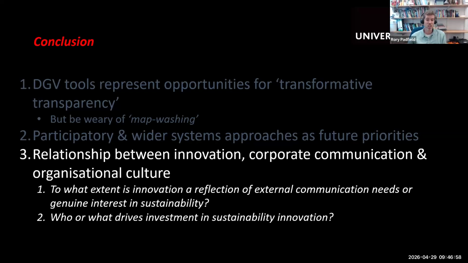To what extent is innovation a reflection of external communication needs or genuine interest in sustainability? That question sits almost at the tension here between doing something for good reason versus just needing to communicate to some external stakeholders and keep them quiet. So where does it fit, and who or what drives investment in sustainability innovation? I think that's key. Where is the decision making coming from in a case study like this, and what does that say about where sustainability and transparency fit within that decision making?